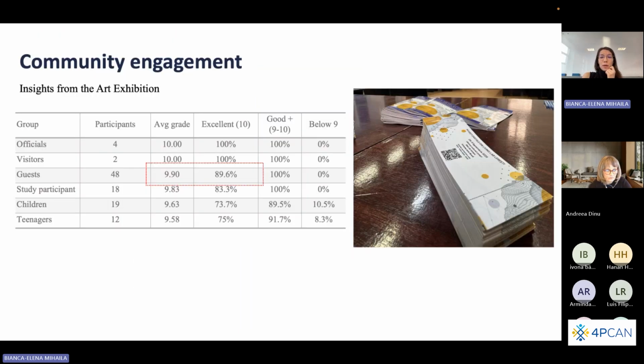At the same time, we tried to get them to rate our event, and here are some tickets that we used. They had to fill in a grade on these tickets, and then keep the ticket and give us only the grade, without keeping any information related to their name or their age.